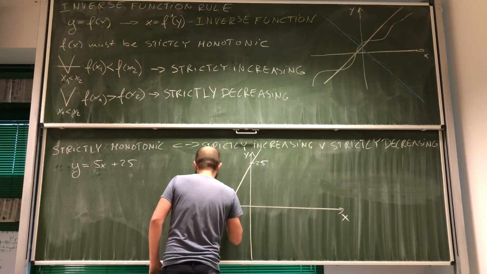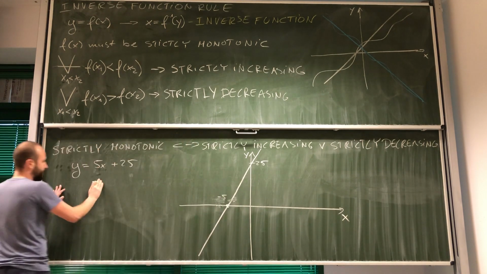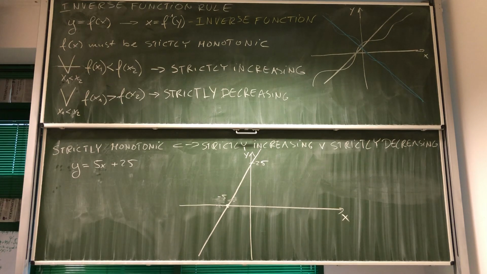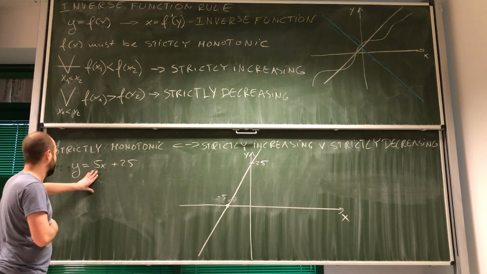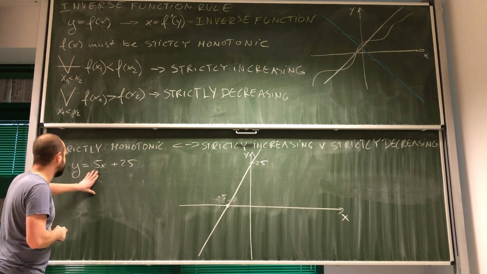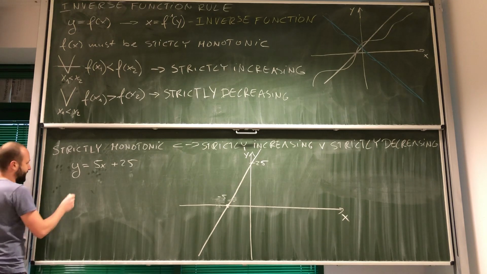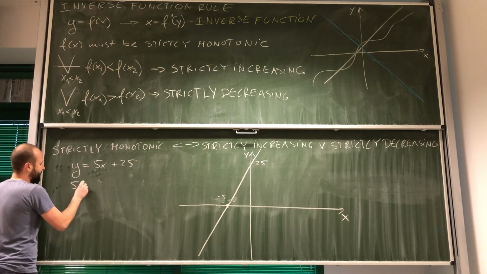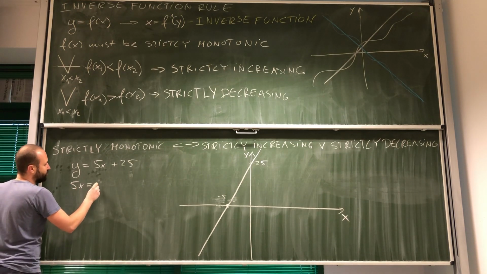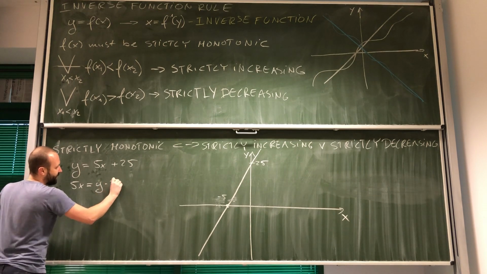Now, if I want to find the inverse function for this case, then what do I need to do? Well, I need to solve this for x. How am I going to go about it? Well, first, maybe let's move this to the other side of the equation. So we've got that 5x is equal to y minus 25.